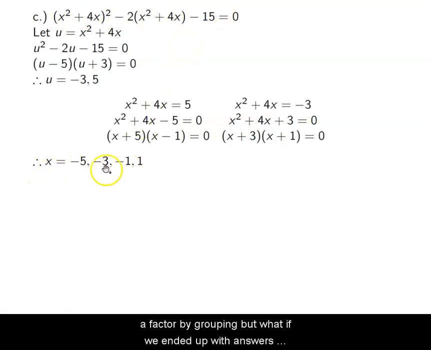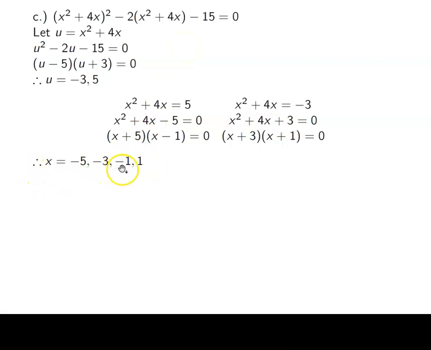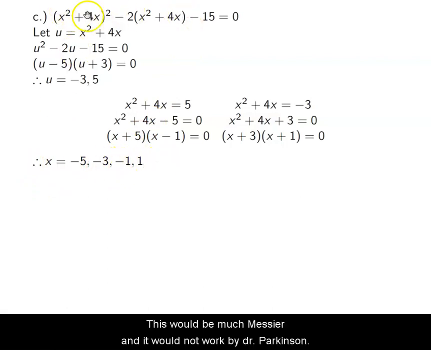But what if we ended up with answers that were not whole numbers? Like minus square root 3 and a positive square root 3. This would be much messier and it would not work by factor by grouping. Okay.